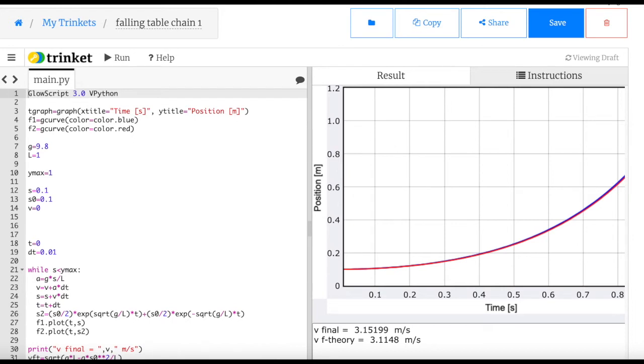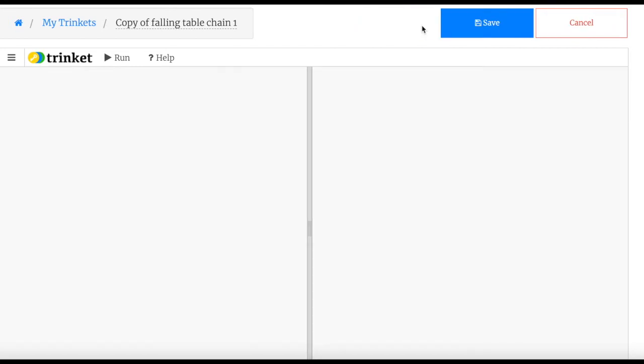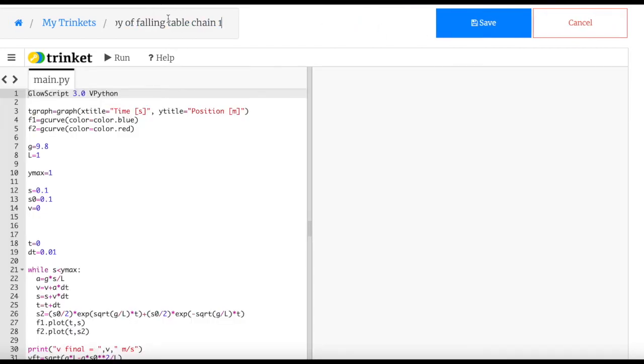So this is my old program. I'm just going to start with this, right? Because why reinvent stuff? Anyway, I'm going to use this along with the other calculation too. So let me just copy this, and we'll call it table chain with friction. Save it.